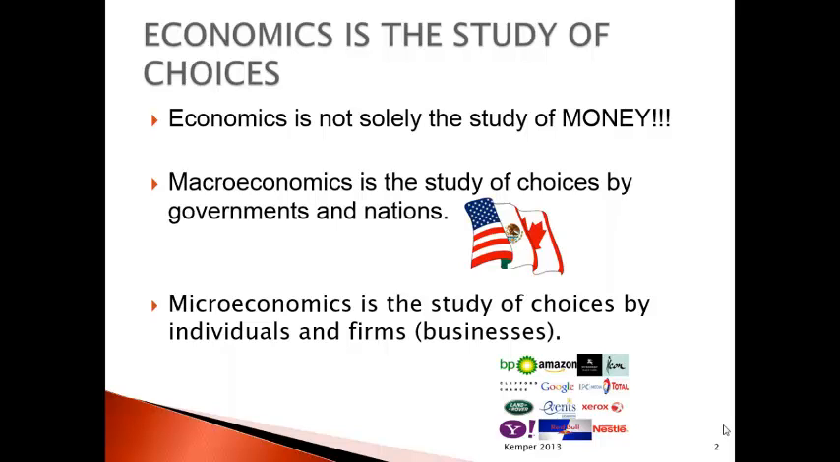There are two types of economics that we study in a broad sense. First is macroeconomics, which is the study of choices by governments and nations. And then there's microeconomics, which is what this class is. And that is the study of choices by individuals and firms. And firms is just a fancy way of saying businesses. And that is what we will use in this course.